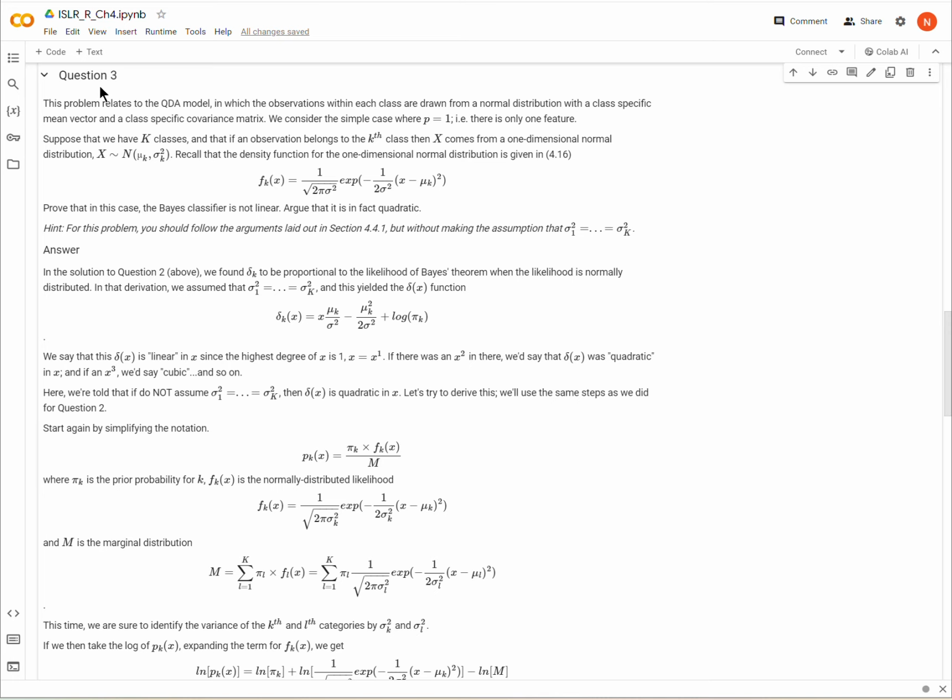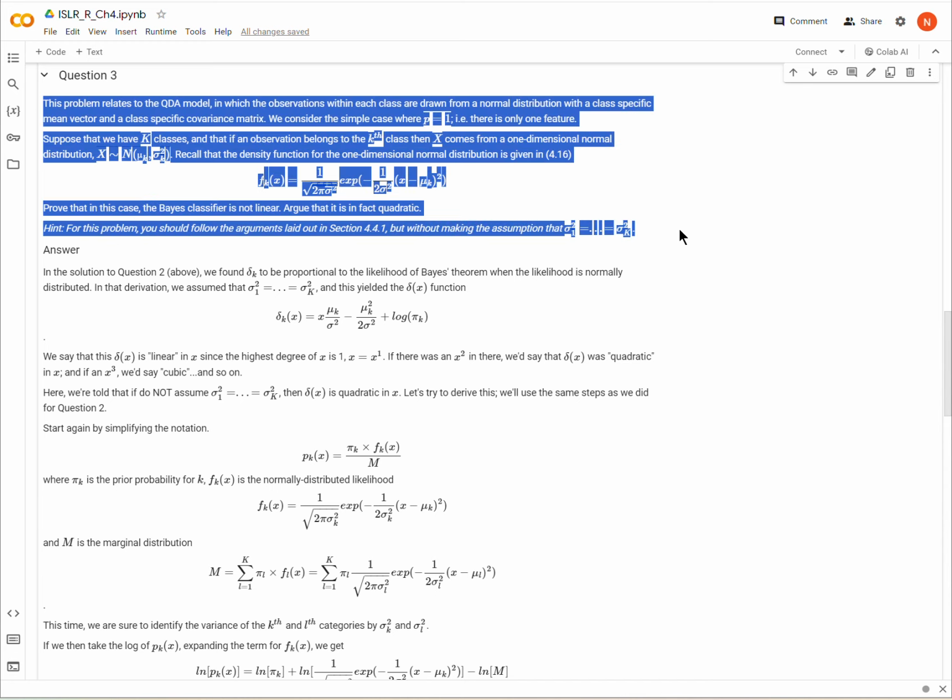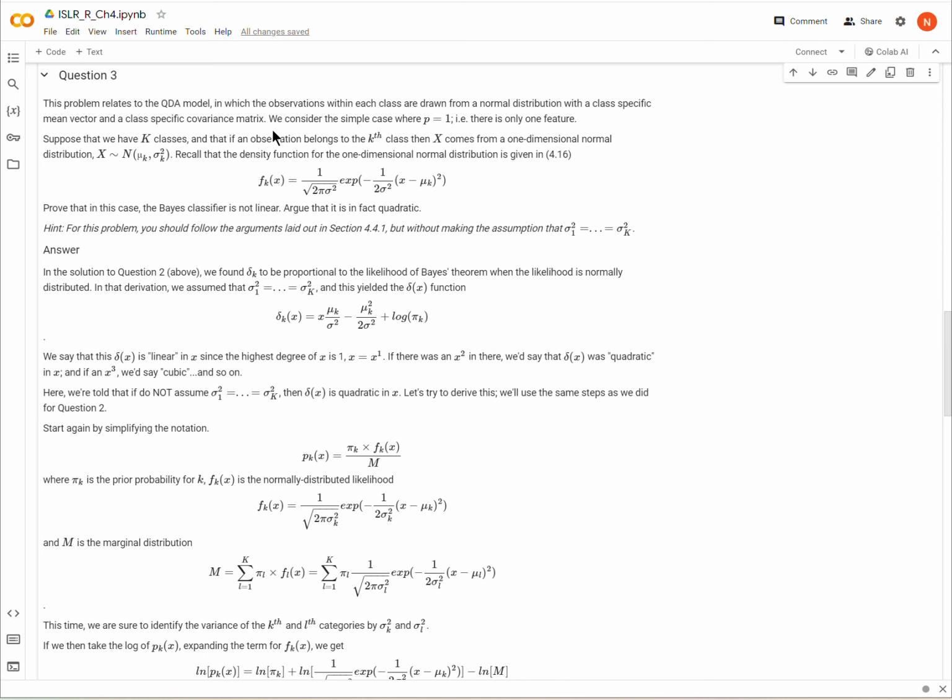Okay, so we are in chapter 4 of An Introduction to Statistical Learning, and we are on question 3 of the conceptual part. Here is the question, okay? And so in this question, well, in fact, I'll just read it verbatim.